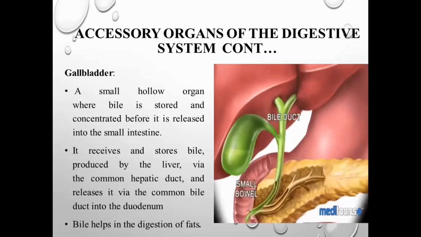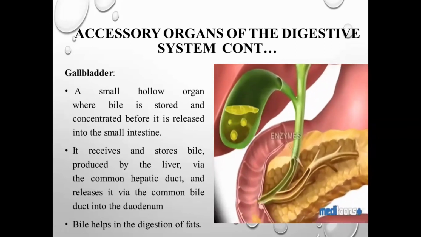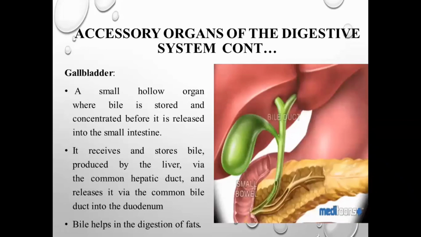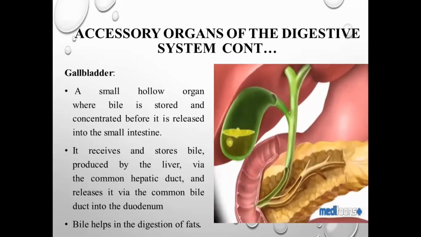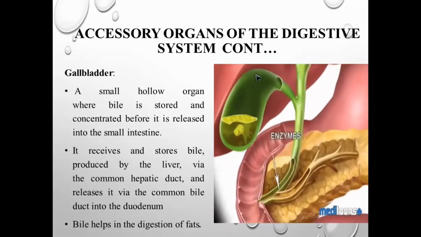This is going to be your gallbladder, a small hollow organ where the bile is stored and concentrated before it is released into the small intestine. Okay, you can see the image. So this is going to be a hollow bag-like structure. This is going to be a liver.